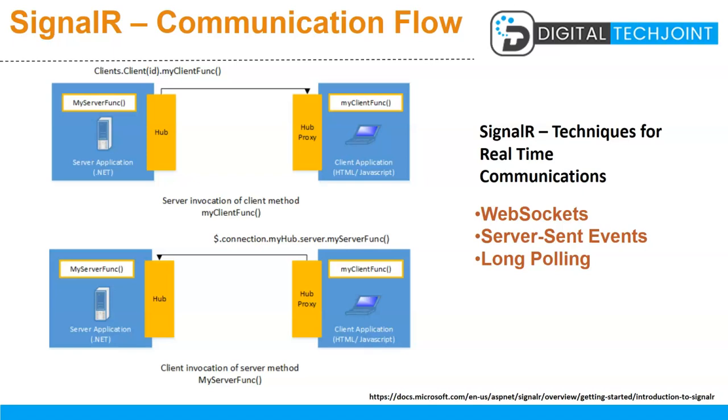Now this is just a high-level flow of what is happening, and you can see that in SignalR there is a concept called hub. So basically hub is a center point where communications happen between the server as well as the client. We can understand this when we are doing the practical sessions.